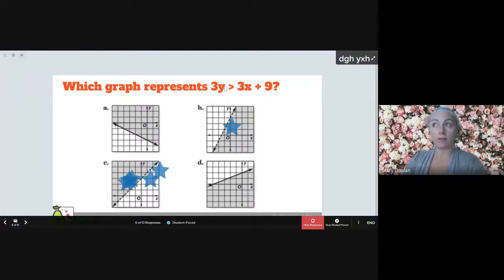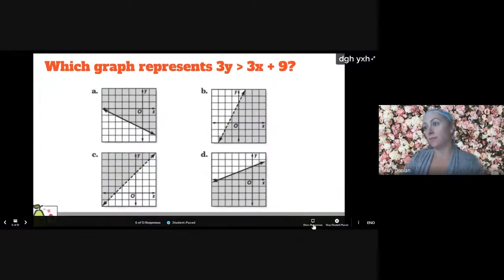And another thing is if y is greater than, we're shading above. So we have to make sure we shade above. B shades below. So this is actually less than. That would be the less than symbol. So C is your correct answer here.